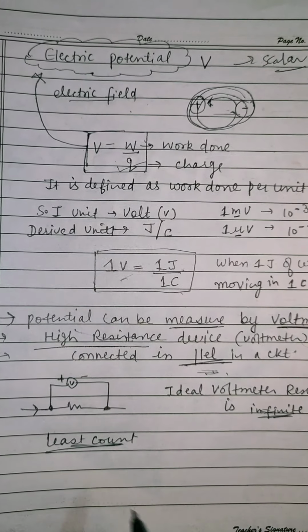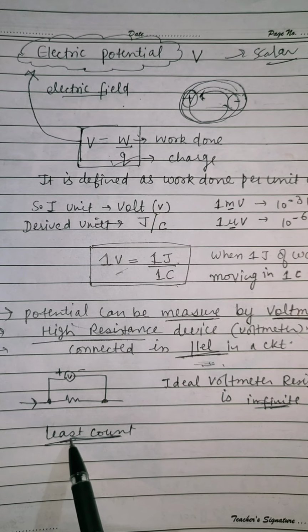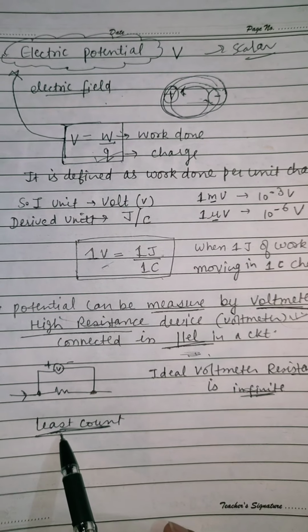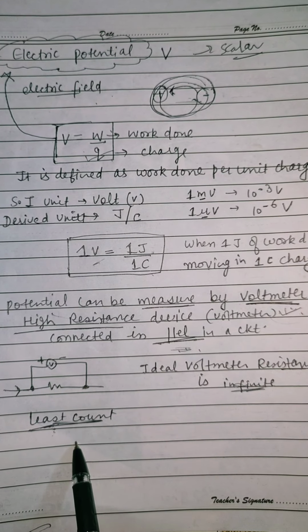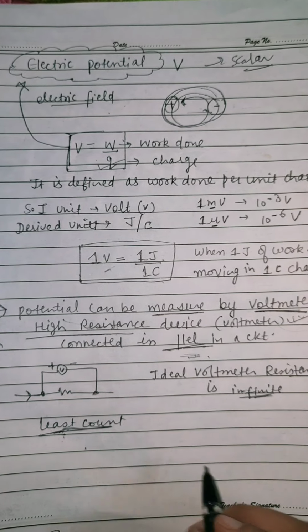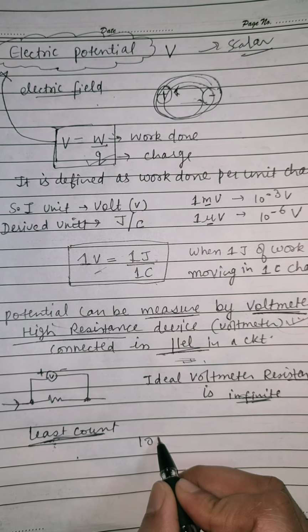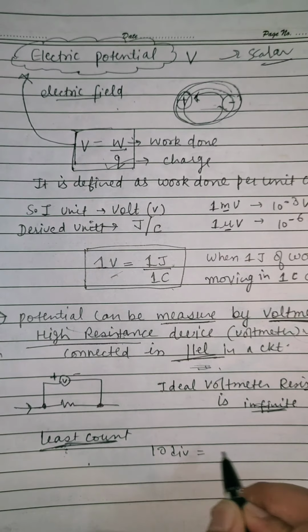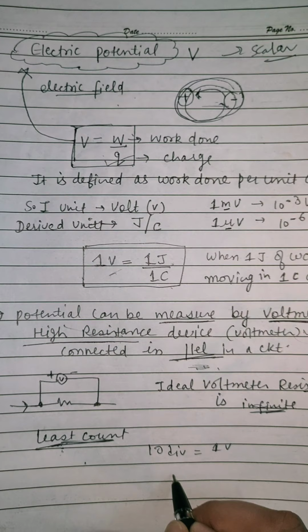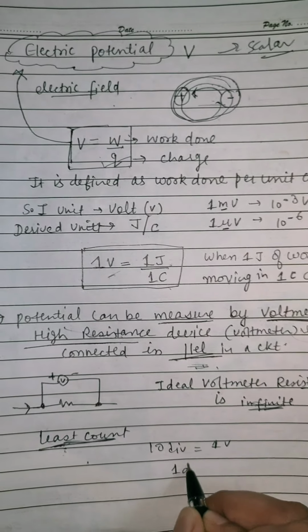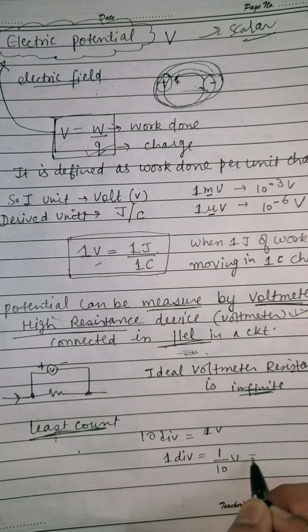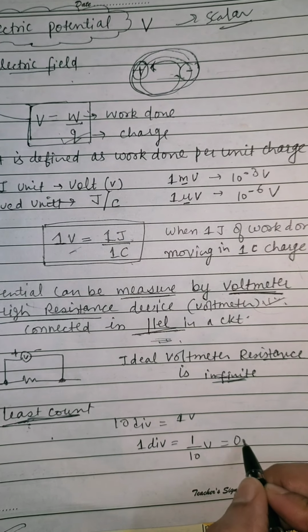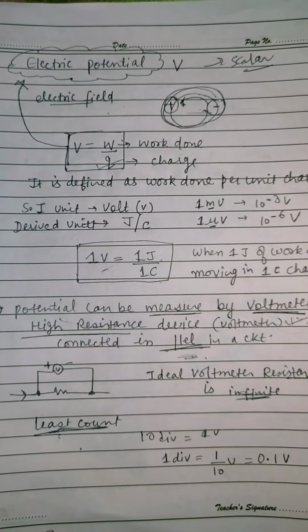Now the least count of a voltmeter. Least means minimum. The minimum value on the voltmeter is known as least count. Let there be 10 divisions. So 10 divisions equal 1 volt. Now 1 division equals 1 by 10 volt. So the least count is 0.1 volt.